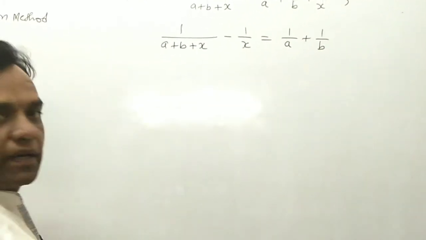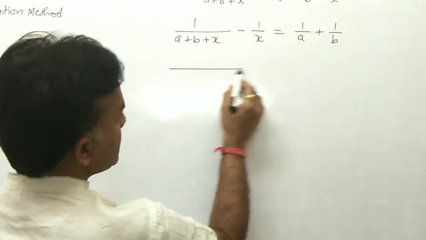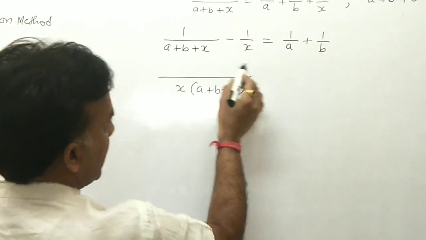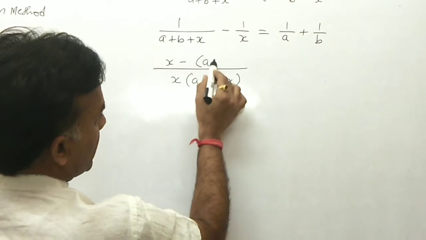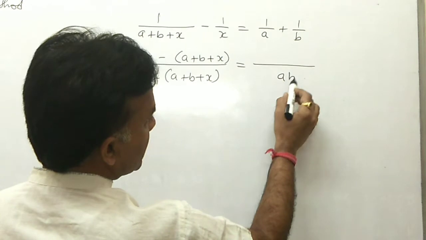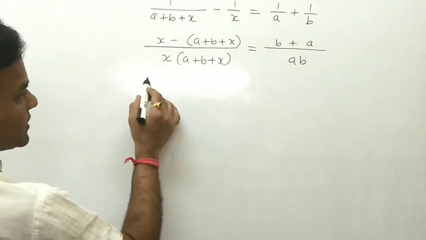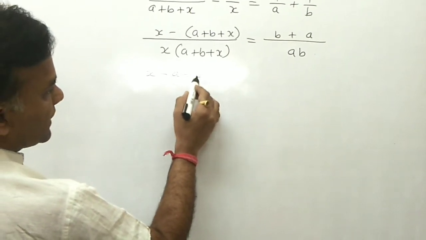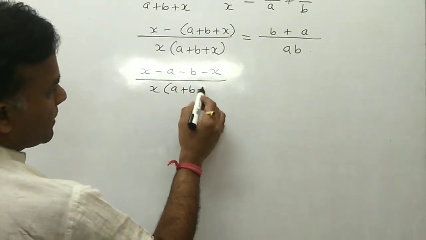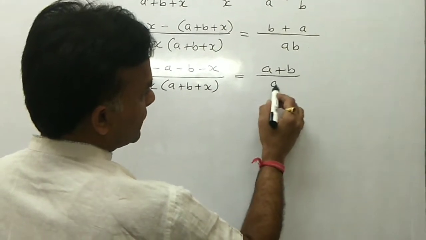Okay, so here we separate out like terms and unlike terms. Then we take the LCM: x times (a plus b plus x) on the left, and then x minus (a plus b plus x). On the right we have the same LCM, and now we have b plus a. Then simplify the bracket: x minus a minus b minus x upon x times (a plus b plus x), which is equal to a plus b upon ab.